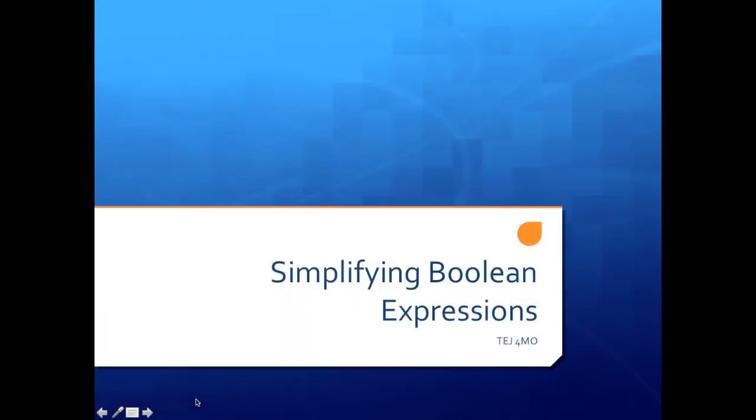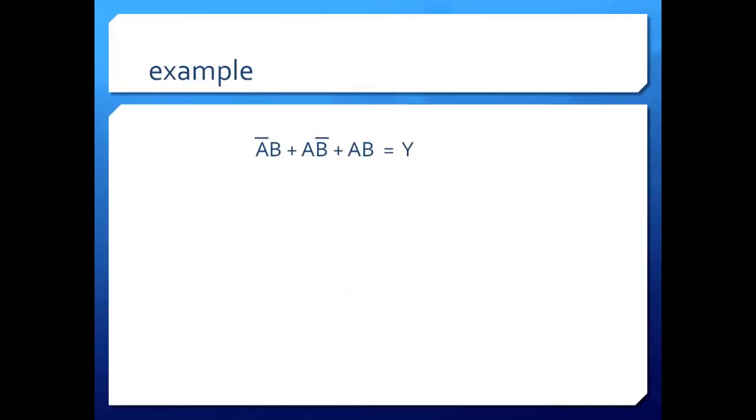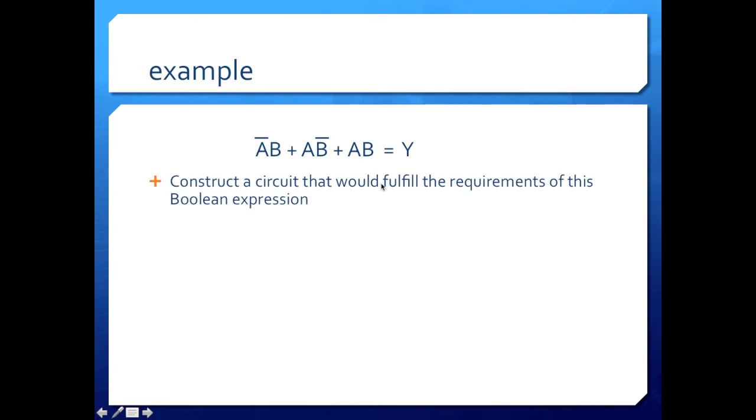This tutorial is on simplifying Boolean expressions. We're going to start with a simple example, A-not-B OR not-A-B OR AB equals Y, and we're going to try and map this out to draw a logic diagram. So how would we start that?